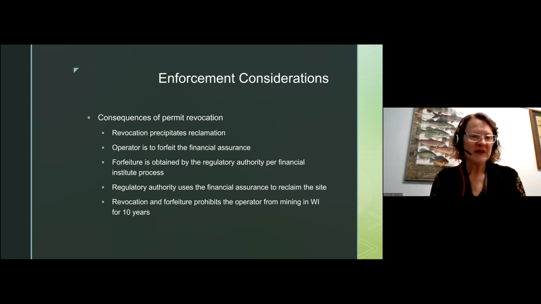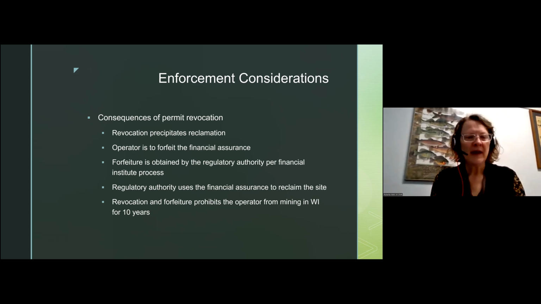When you are opting to revoke and claim that bond, that forfeiture is obtained by the regulatory authority according to the financial institution's process. So they may want to see proof that the permit has been revoked, proof that that operator is not meeting their obligations under that financial assurance. So having that inspection report, having that order, and any documentation that has led up to your decision to revoke a permit may be something that the bank will need to have a copy of in order to process your claim.